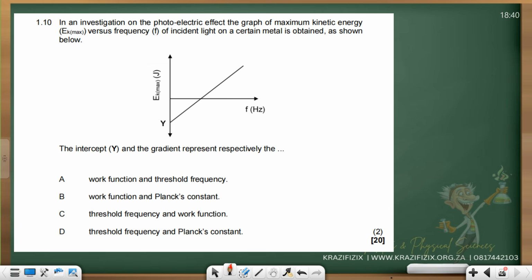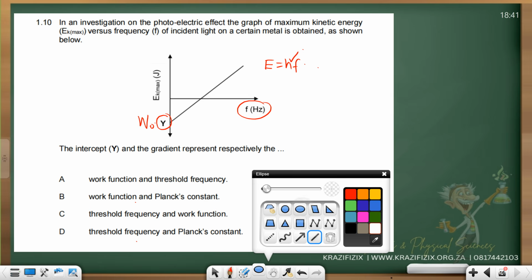Okay, can I quickly show you what to do here? Look at this, right? Frequency. What is your formula of E? E equals to what? HF. That's your constant. So Planck's constant is the gradient, but we know the intercept as our what? Work function. So the correct answer is B.